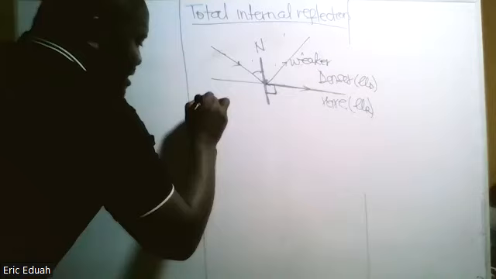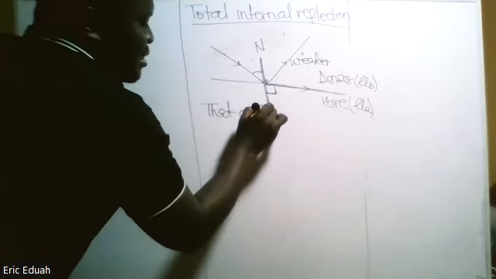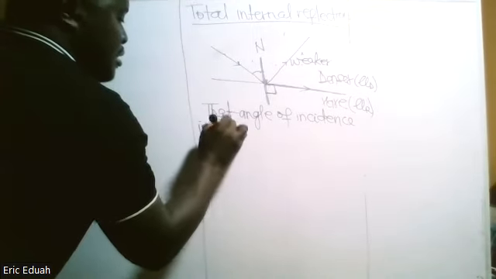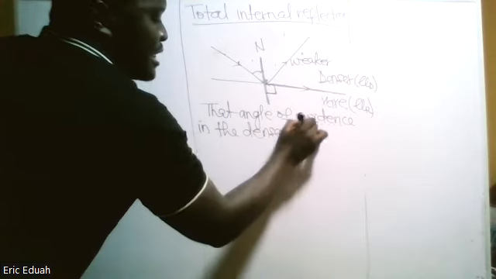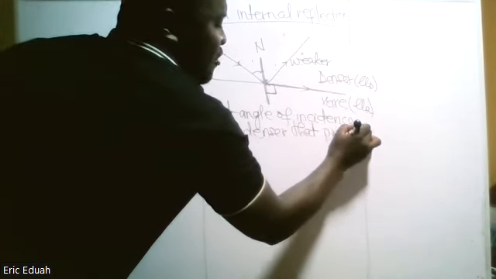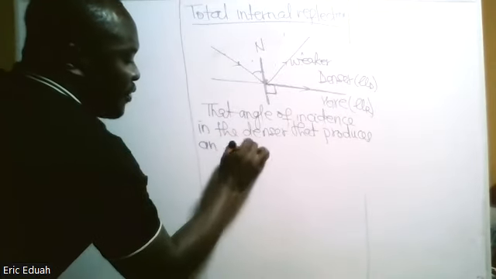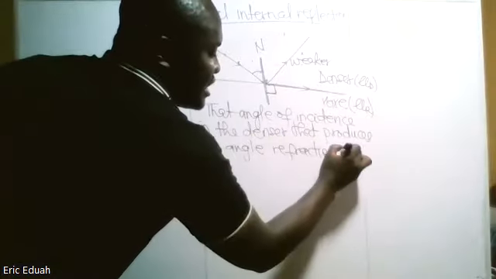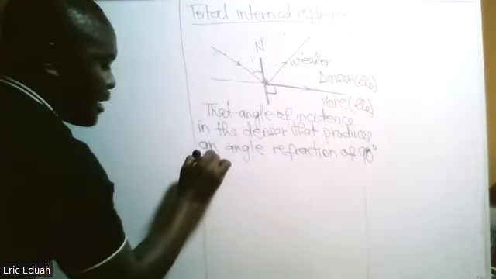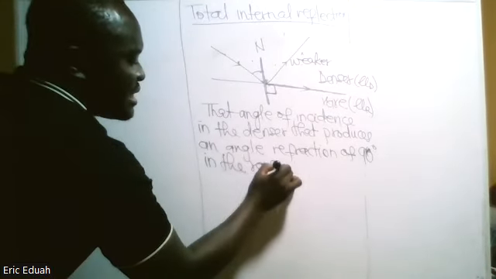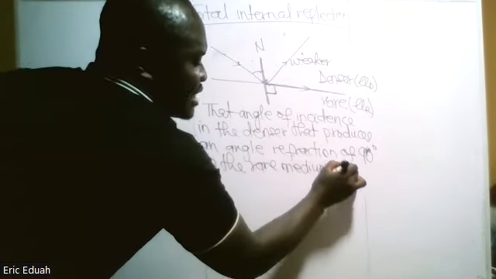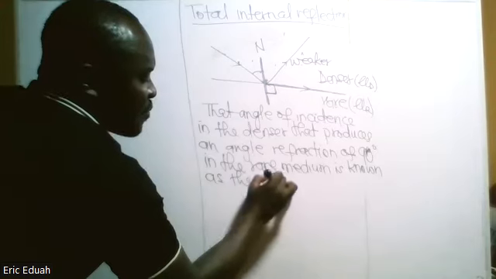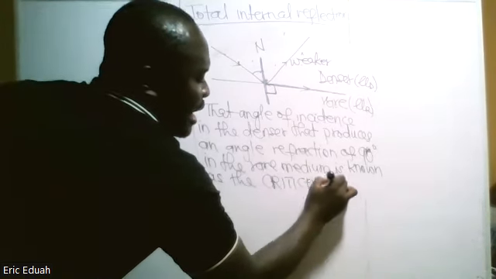But that angle of incidence in the denser medium that produces an angle of refraction of 90 degrees in the rare medium or less dense medium is known as the critical angle.